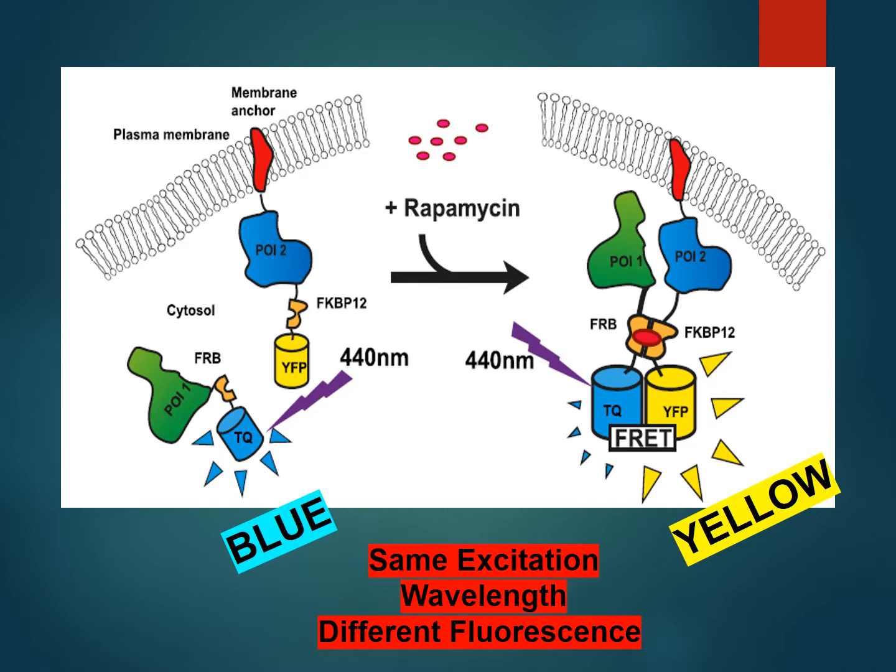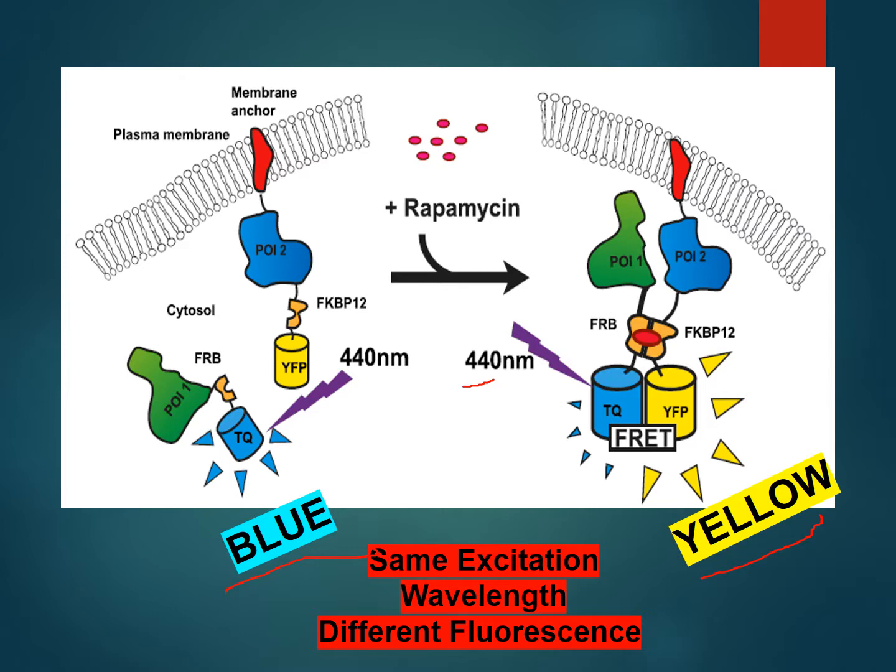So when we do 440 nanometers, we get a blue color if 1 and 2 are not bound. When you add this drug, rapamycin, this causes a signal or a release of ions, and these two come together. That puts these two fluorochromes next to each other. You excite it at 440 nanometers, and now this area has a yellow fluorescence. Same wavelength, but different fluorescence.